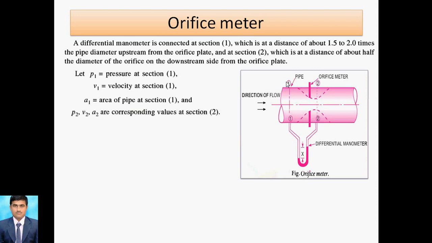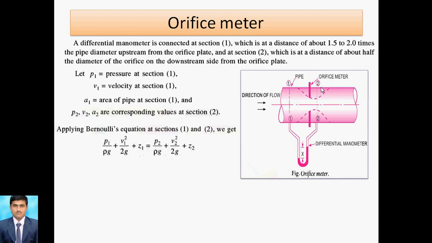And P2, V2, A2, that is implemented for section 2, that is the orifice. Then apply Bernoulli's theorem for sections 1 and 2. Similar to the Venturi method, we apply it for section 1 and section 2. As you know, for section 1 we can go for Bernoulli, that is P1 by rho g plus V1 square by 2g plus Z1 is equal to P2 by rho g plus V2 square by 2g plus Z2.